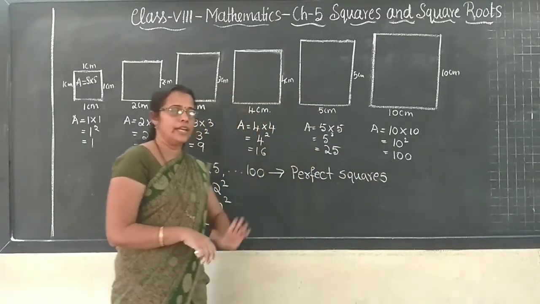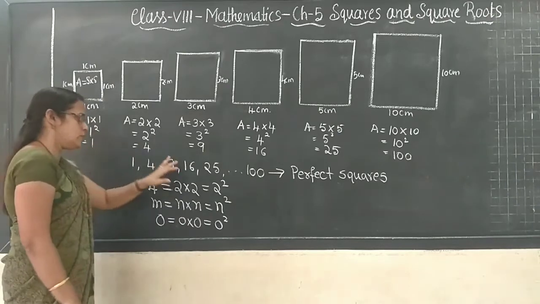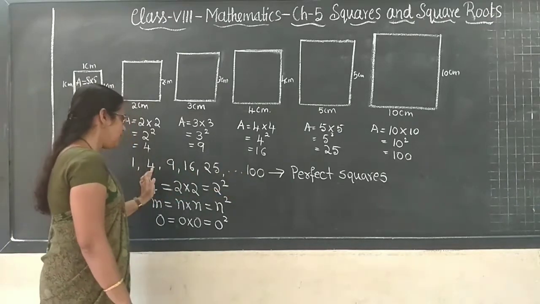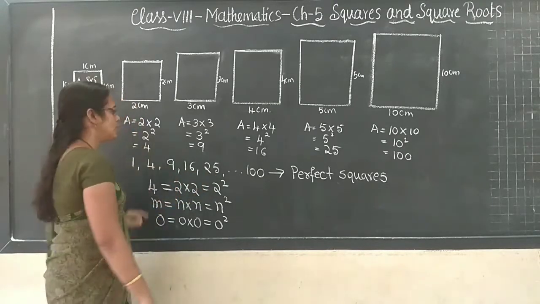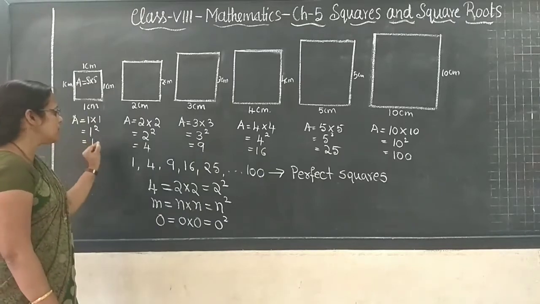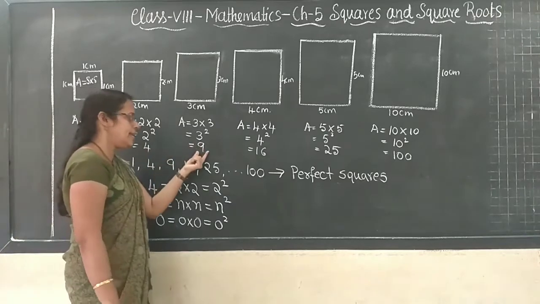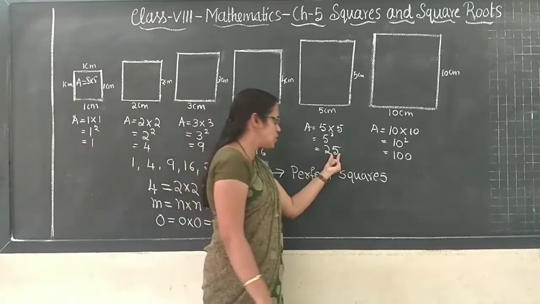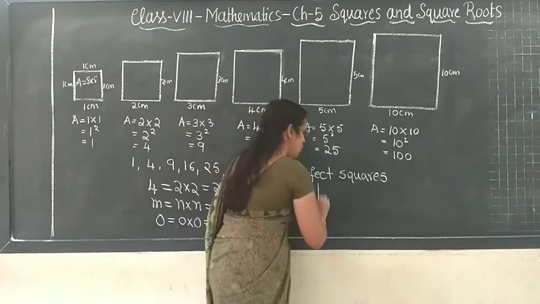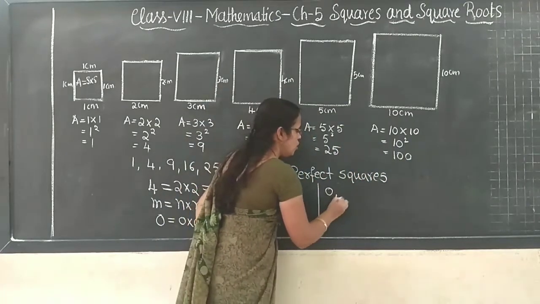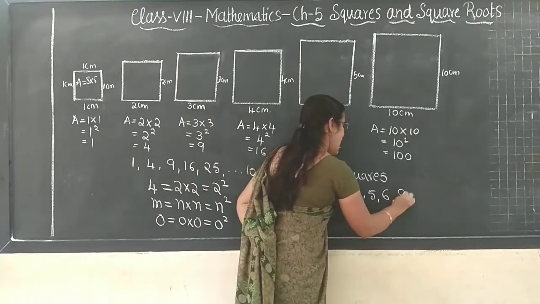Is it okay? So every square number always ends with the digit 0, 1, 4, 9, 6, 5. So in this you can make out. Square numbers always end with the digit 1, 4, 9, 6, 5 and 0. Is it okay? Square numbers always end with the digit 0, 1, 4, 5, 6, 9.